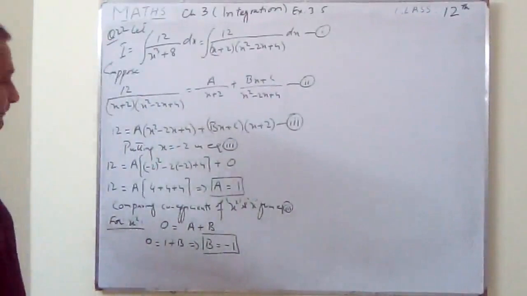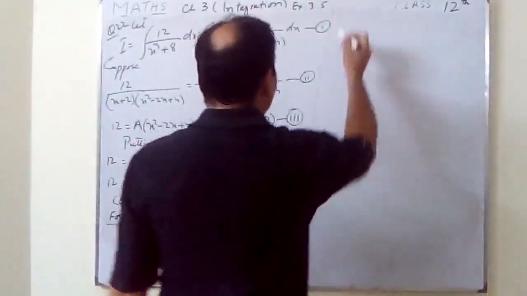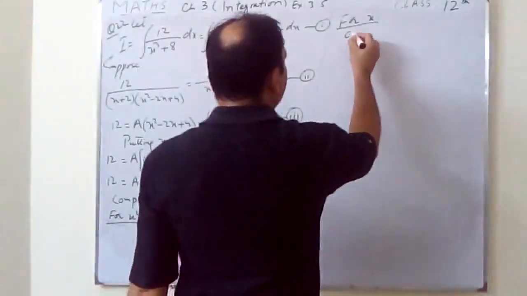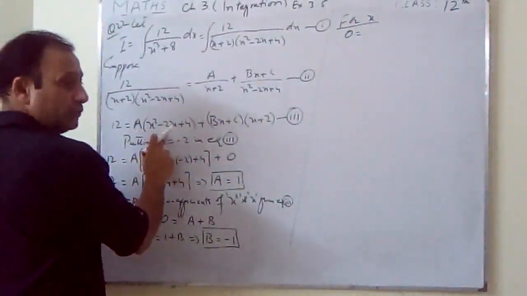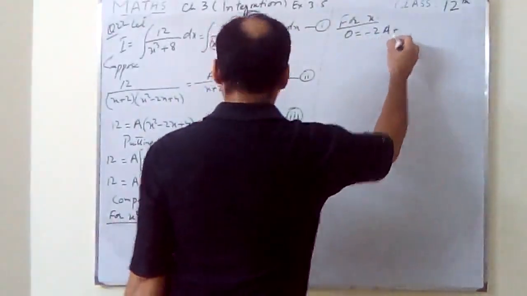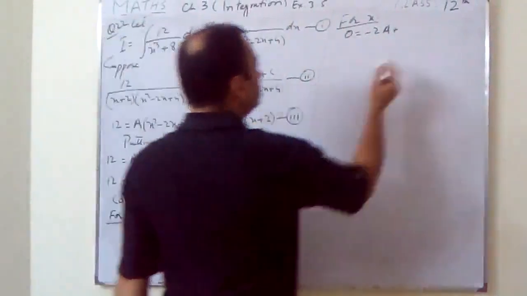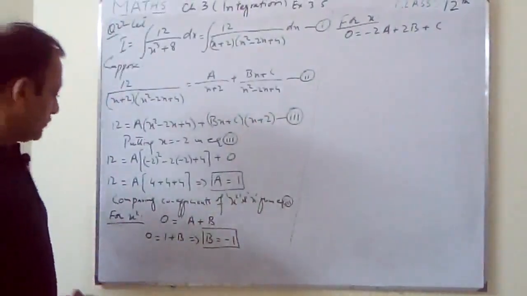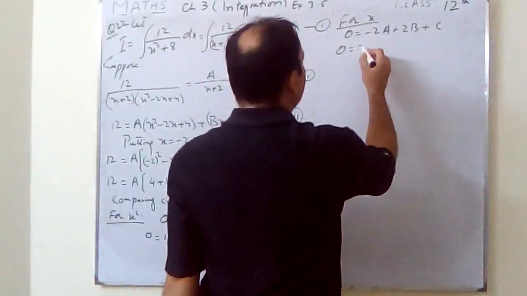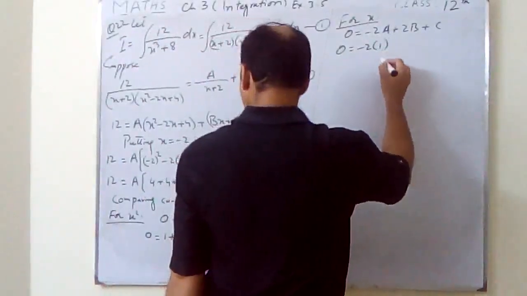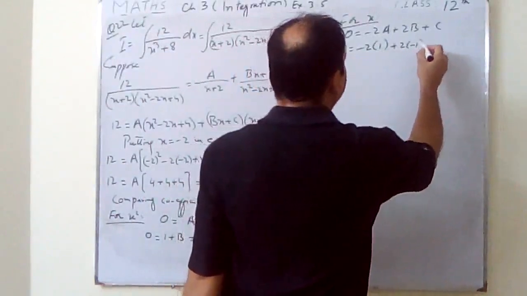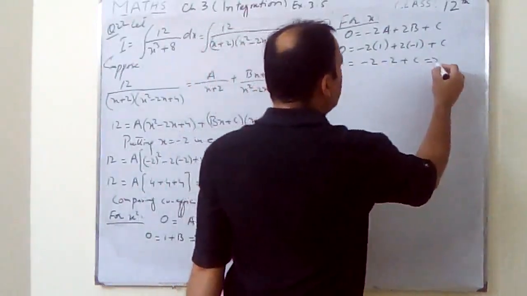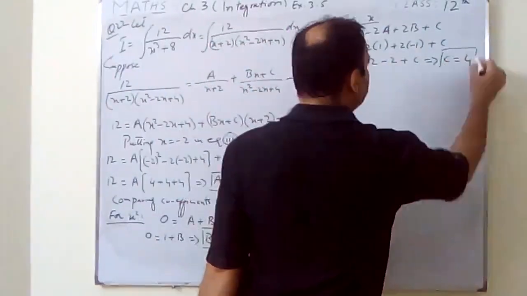minus 1. For x, 0 is equal to minus 2a plus 2b plus c. So putting the values, 0 is equal to minus 2 into a, which is 1, and b is minus 1. So 0 is equal to minus 2 minus 2 plus c, or c is equal to 4.